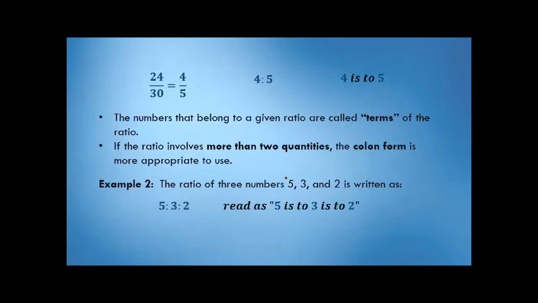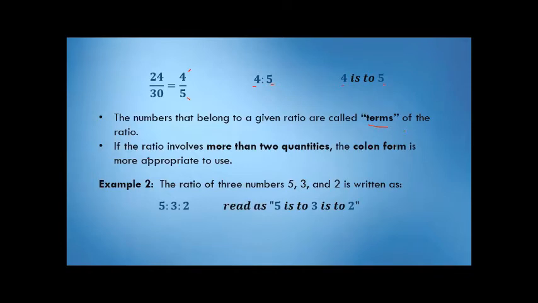Now, ang tawag natin sa numbers na involved sa ratio ay terms. So, ibig sabihin, the numbers that belong to a given ratio are called terms of the ratio. So, itong 4 and 5 are terms of the ratio. So, ito rin, 4 and 5, then 4 and 5. They are called terms of the ratio.